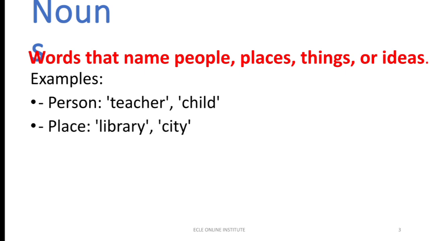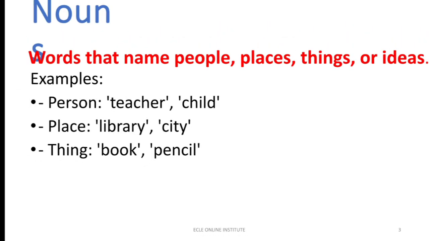Next is place. Place means library, city, the name of any country, the name of any state. Next is things. Things means books, pencil, mobile phone, laptop. Whatever things you can see, whatever things we have in our home, that is also called a noun. Next is idea. Idea means a type of thought like freedom, love, happiness, sadness. That is called an idea.